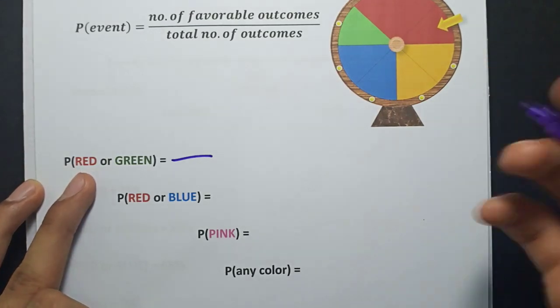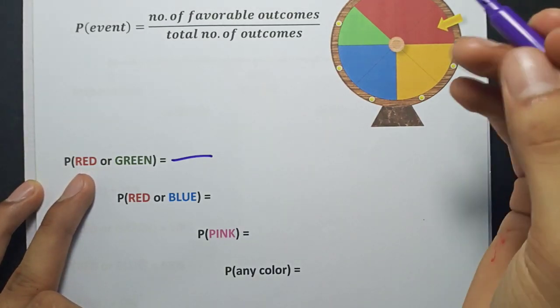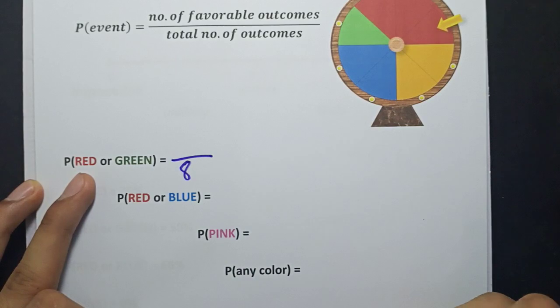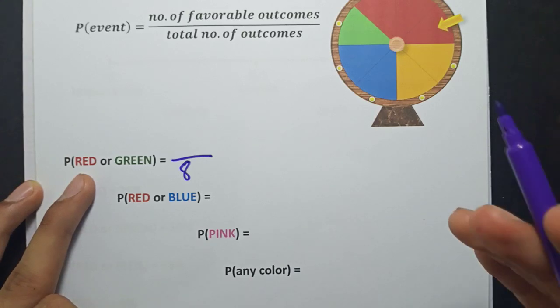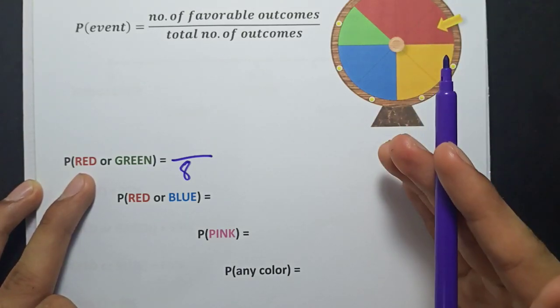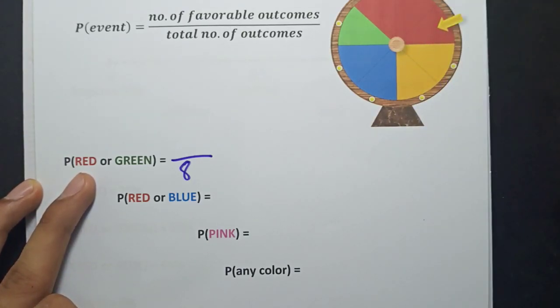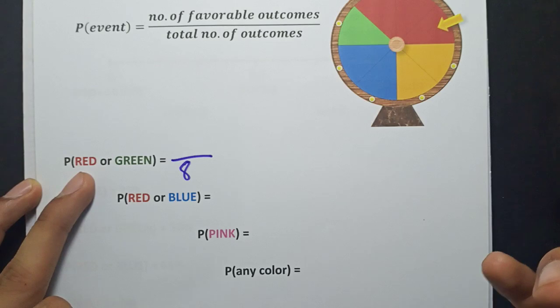Our favorable outcomes, total muna. Total natin is still 8. Then, our favorable outcomes is either red or green. Meaning, if we get red, we win. If we get green, we still win. So, either red or green are part of our favorable outcomes.